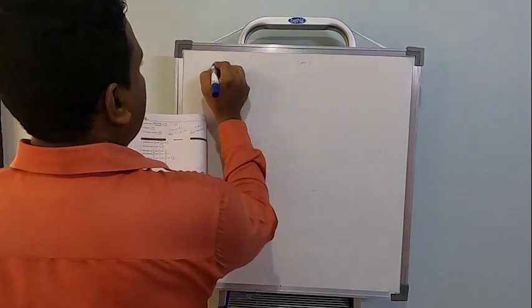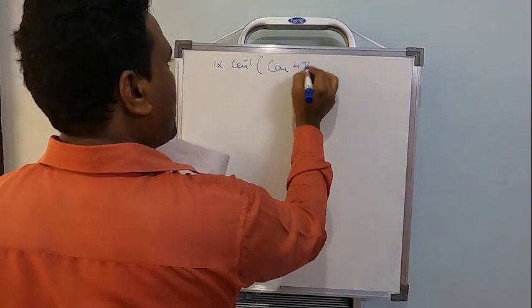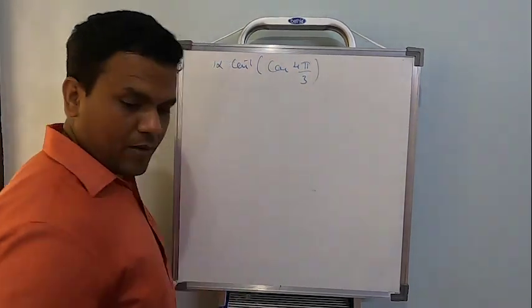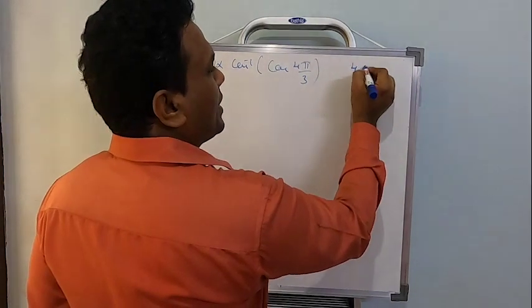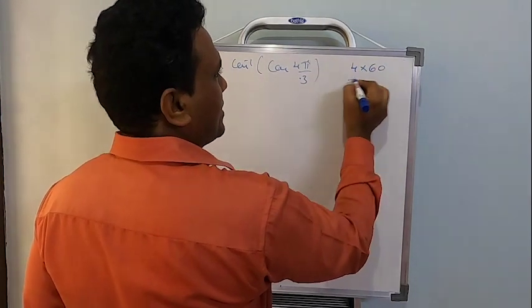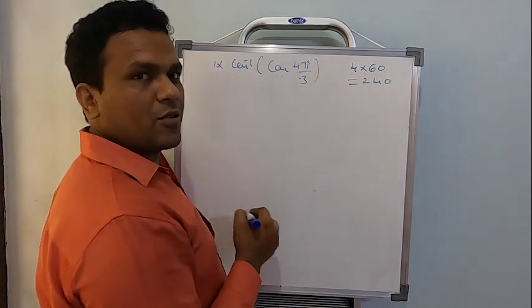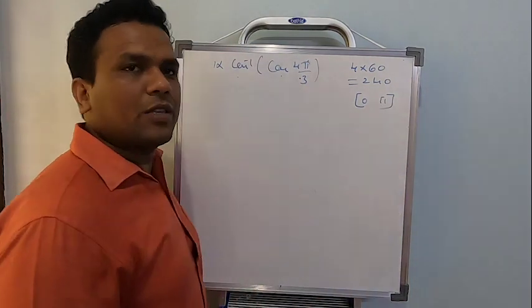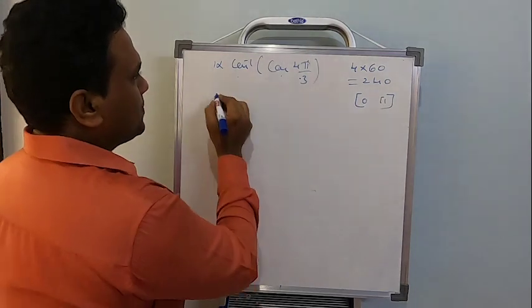The next, 9th one, is cos inverse cos 4 pi by 3. So what will be cos inverse of cos 4 pi by 3? How much is 4 pi by 3 first of all? Let us check. 4 multiplied by 60 is going to be 240. But cos inverse of cos x you can cancel only if this angle lies between 0 to 180. It's more than 180, so let's reduce it below 180 before eliminating.